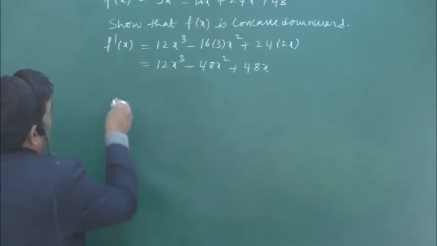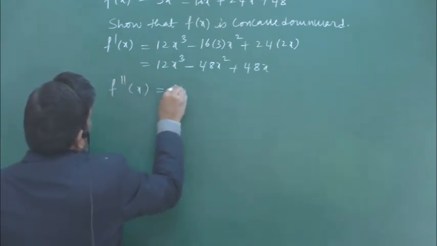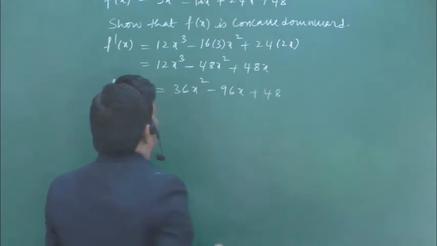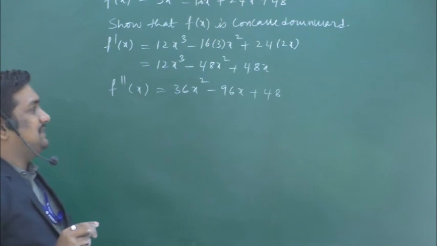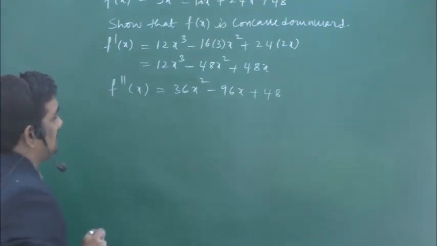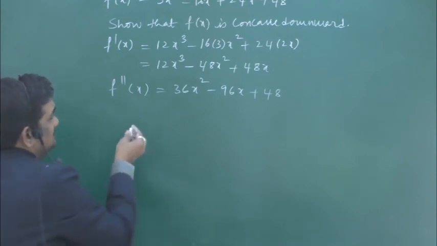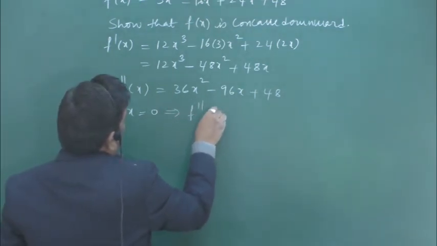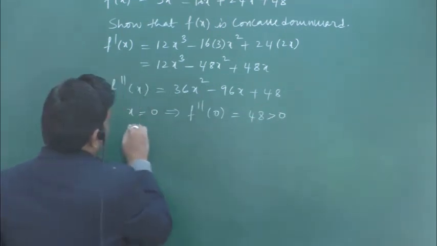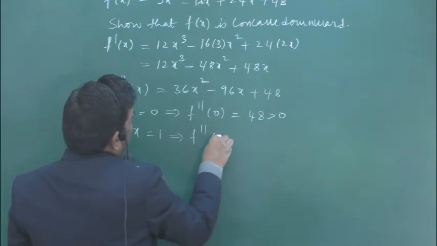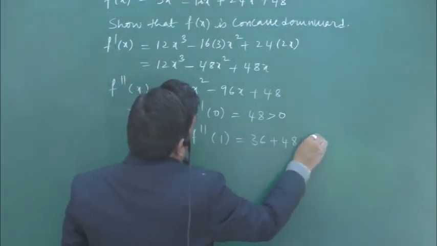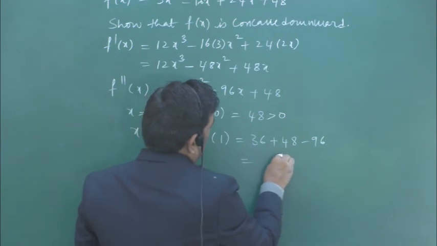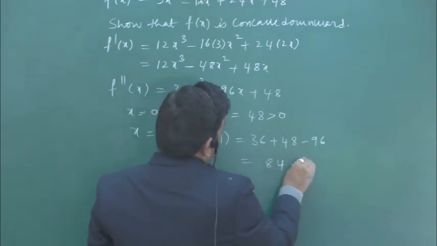Now find the second derivative. It is 36x square minus 96x plus 48. Suppose you take some values for x. If x equals 0, then the second derivative value is 48 and it is positive. You take x equals 1, then the second derivative value is 36 plus 48 minus 96, which is 84 minus 96, and it is negative.